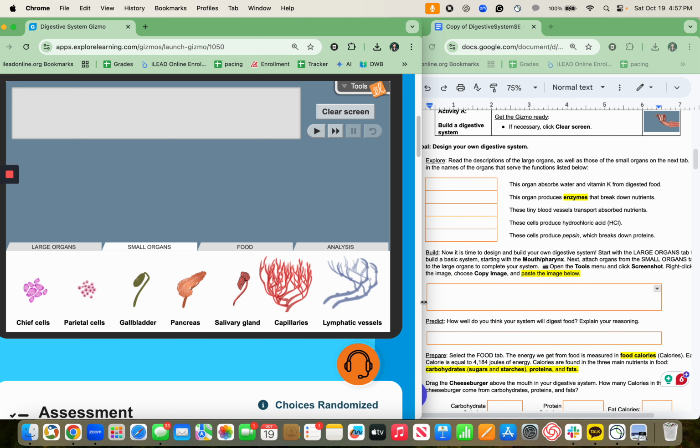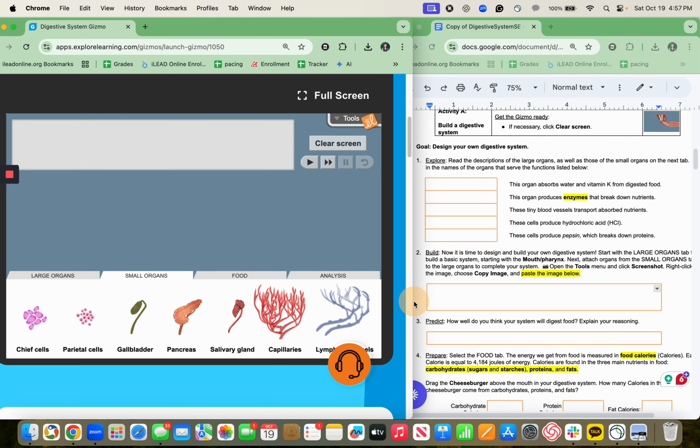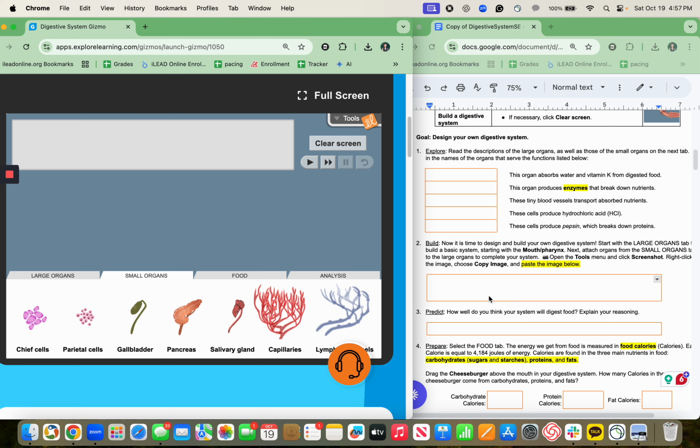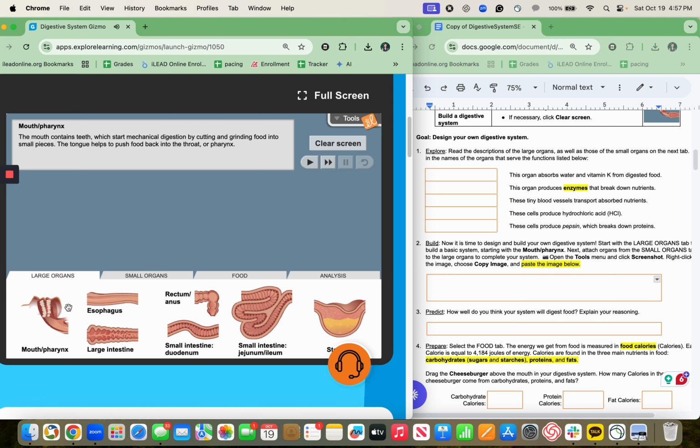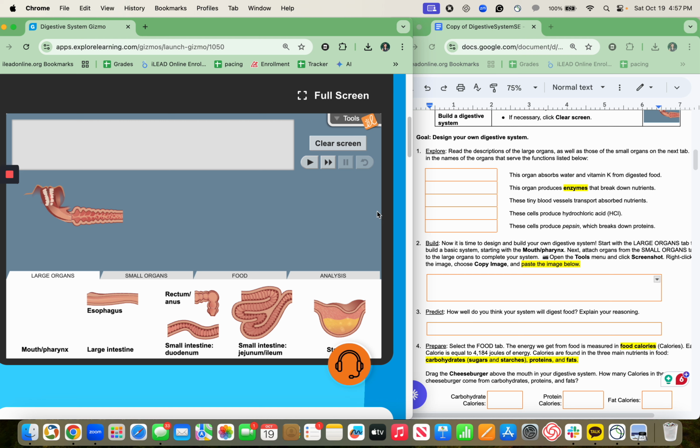Okay, now it's time to build and design your own. Start with the large organs and build a basic system starting with the mouth. So you're going to go to the large organs. You're going to start with the mouth, and then you need to create something. So maybe you think the large intestine goes next, which it doesn't. Basically you will connect it all the way down. Okay, I'm not going to do that.